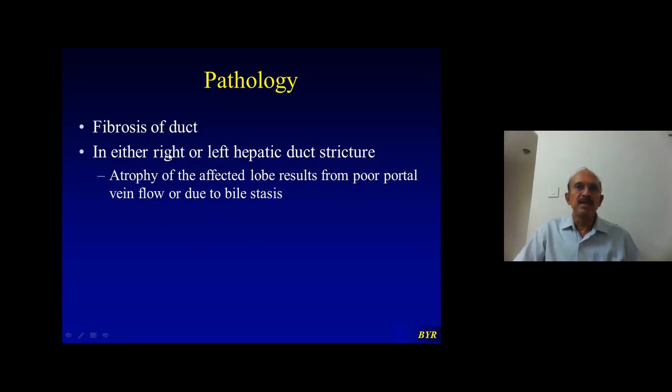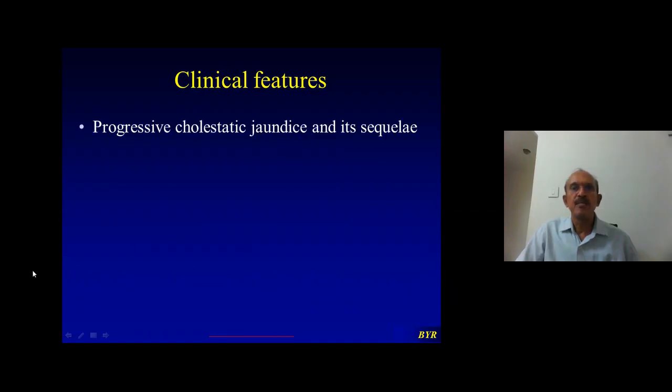When only one branch is involved, that particular lobe becomes atrophic because of secondary biliary cirrhosis, and also from poor portal venous flow or due to bile stasis. And in the other lobe, there will be compensatory hyperplasia. The patient manifests with progressive cholestatic jaundice and its sequelae.